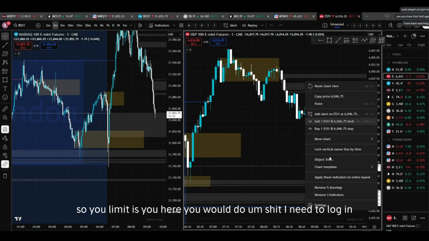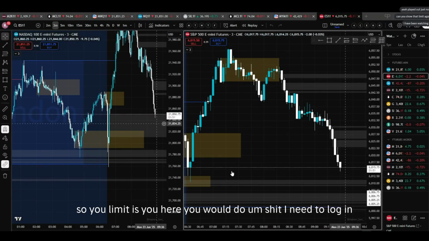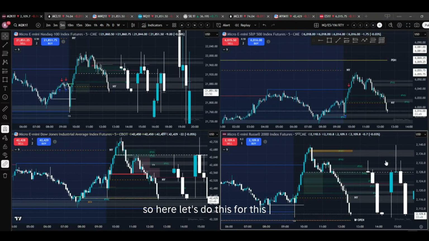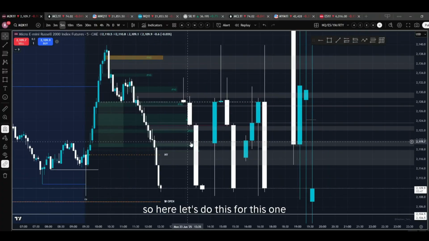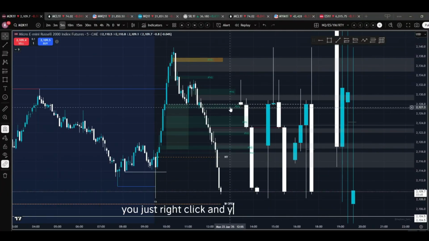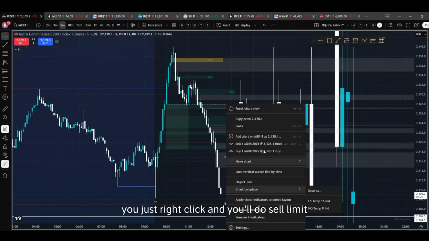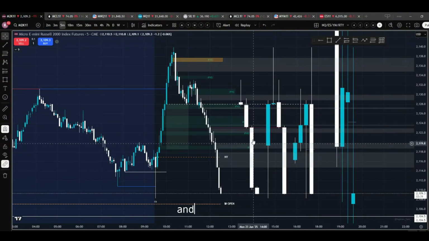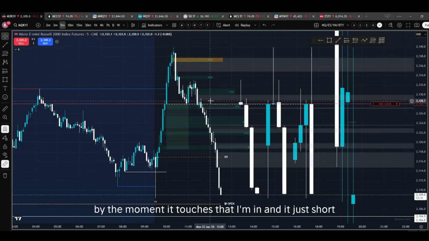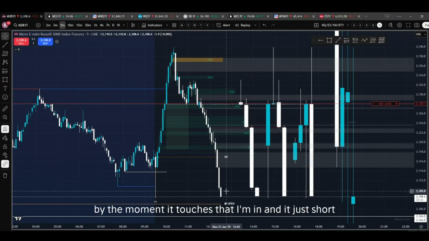So you limit here. I need to log in. So here, let's do this. For this one, you just right click and you'll do sell limit. So I'm bearish, I want to sell limit. The moment it touches that, I'm in, and it's just short.